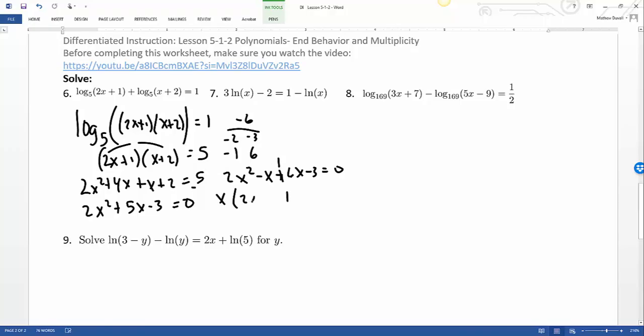Factor by grouping. So x plus 3, 2x minus 1. So you're going to get x equals -3 and +1/2. So now plugging back in. If I plug in -3, I'm going to get a negative inside my log, so I have to reject it. If I plug in the 1/2, I don't, so 1/2 is going to be my answer.